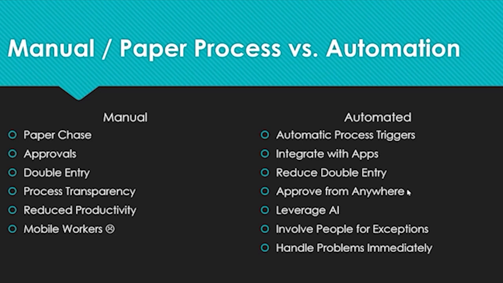Approvals are another really important part of what we get with Power Automate. We can very easily approve content from anywhere using Teams or Outlook, and we'll show that as we work through our examples in the demonstration. We can integrate AI into our processes, so we can leverage AI, build our own, or leverage some of the pre-built ones Microsoft provides to enrich the data that we're working with. When we need to, we can involve people for exceptions, letting folks stay focused on areas where they're most valuable and only involving them when we need them. And this moves us into our final point: handle problems immediately. When there's an error or an issue, you can immediately get someone involved to resolve it so it doesn't cause a cascading effect of issues downstream.